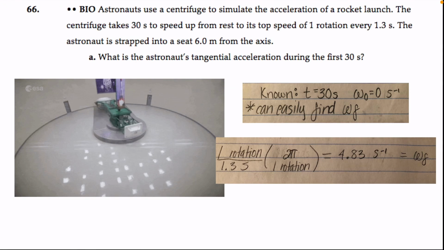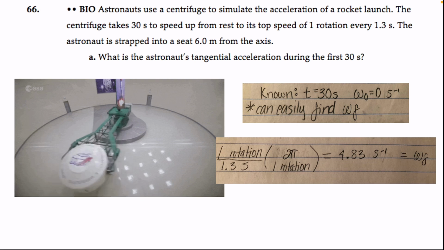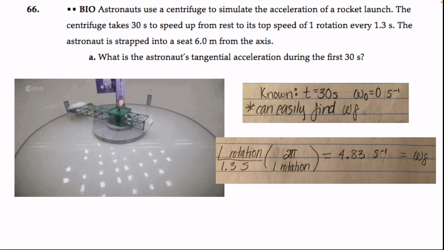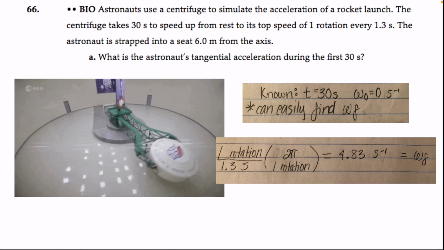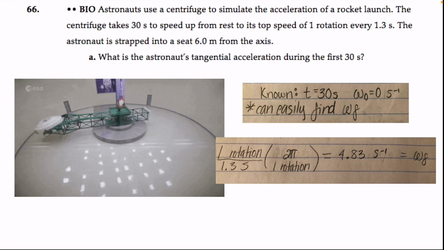Astronauts use a centrifuge to simulate the acceleration of a rocket launch. The centrifuge takes 30 seconds to speed up from rest to its top speed of 1 rotation every 1.3 seconds. The astronaut is strapped into a seat 6.0 meters from the axis. Part A. What is the astronaut's tangential acceleration during the first 30 seconds?